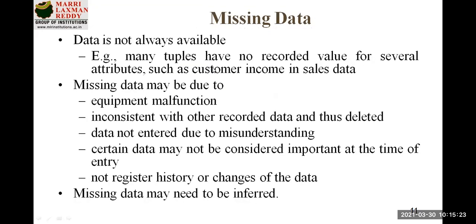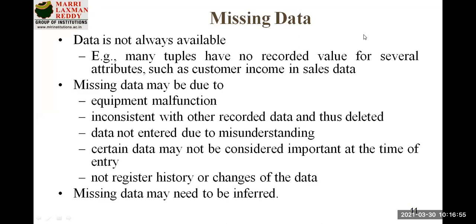Now let's talk about what actually is missing data. As already covered, data is not always available. Sometimes it may be missing, sometimes it may have problems. So all these things need to be identified. Missing data is something very important in data pre-processing, because if your data is not properly aligned or not properly available, whenever you are doing some analysis, it may lead to some wrong analysis.